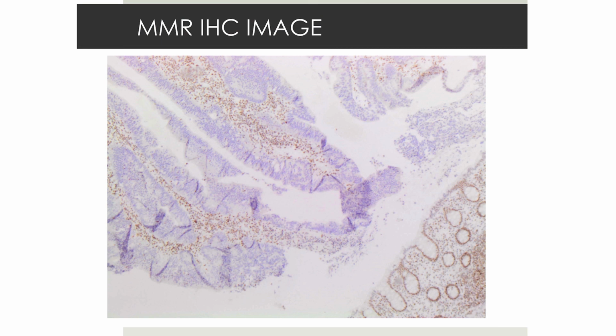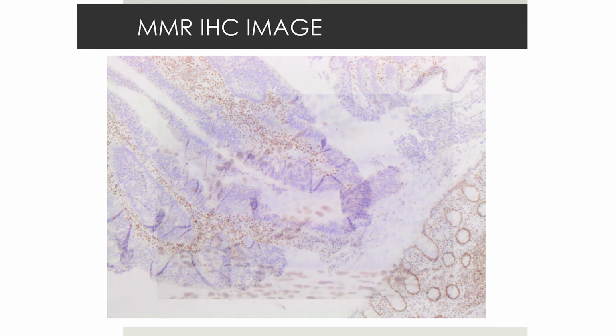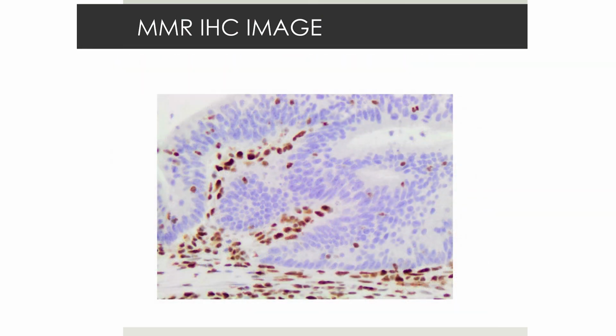When we stain for MMR, we're looking for intact proteins. And the intact proteins stain the nuclei in the normal cells, and in the lymphocytes, because mismatch repair is part of all cells. In the tumor, there's no staining, so the nuclei just look blue. And here's a higher power picture.